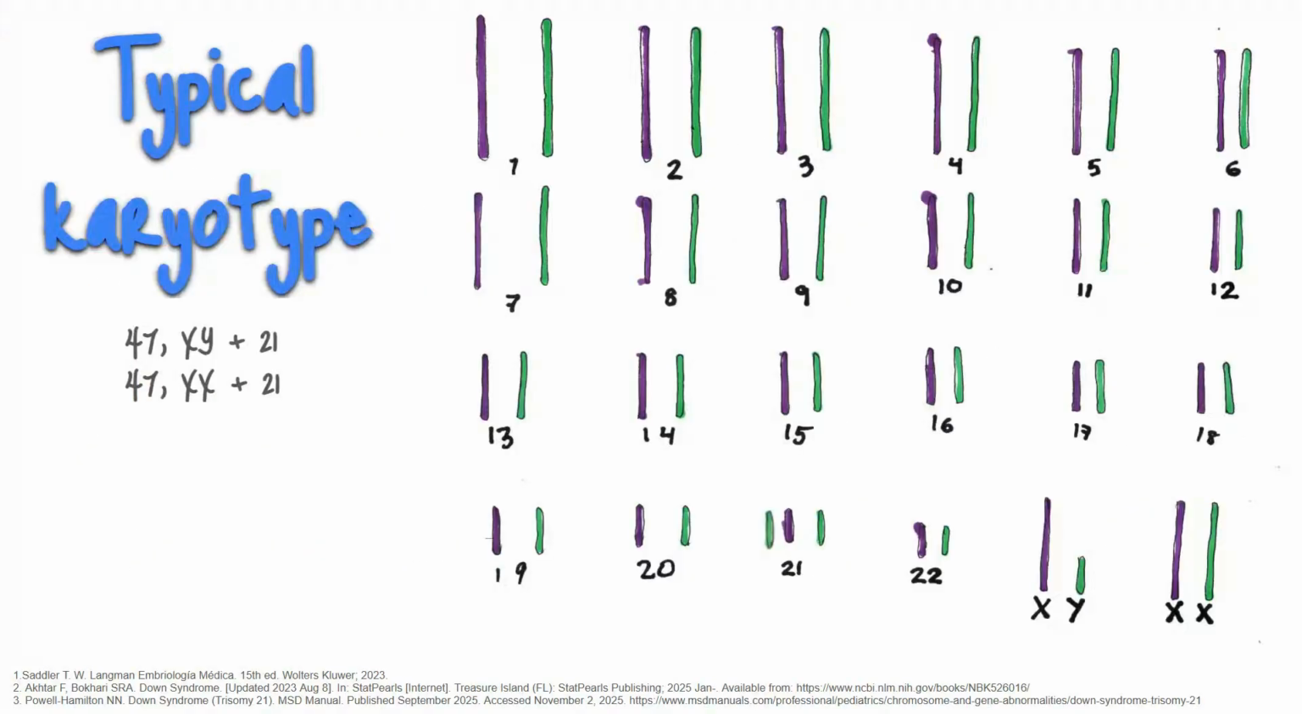Typical karyotype. An extra copy of chromosome 21 is associated with Down syndrome, which occurs due to the failure of chromosome 21 to separate during gametogenesis, resulting in an extra chromosome in all the body cells. So, the typical karyotype for Down syndrome is 47,XY,+21 or 47,XX,+21.